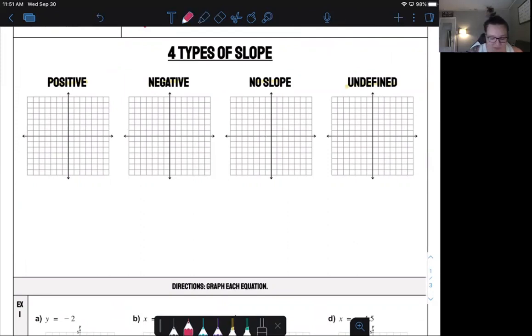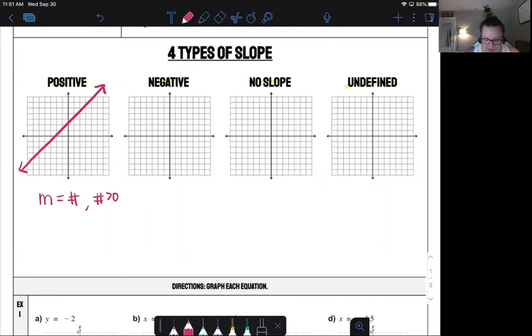A positive slope happens when you have m equals a number, and that number is greater than 0. All positive numbers are greater than 0. So as long as m equals a positive number, a positive slope is going to look something like this, where we rise to the right and fall to the left. Positive slope always makes a line that rises to the right and falls to the left.